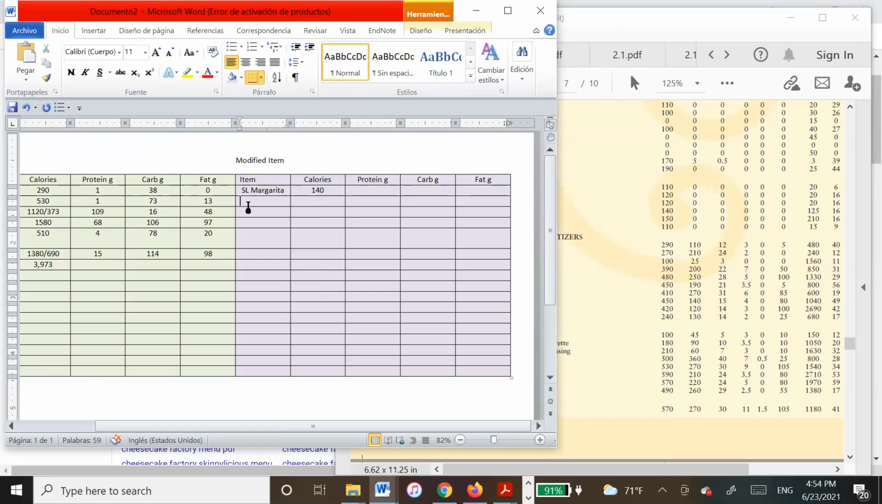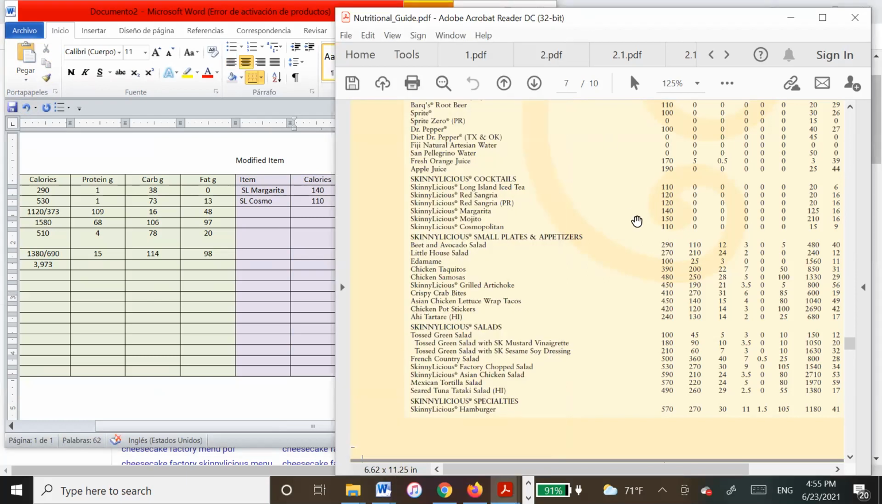So let's say I also said I wanted to have a Cosmo. So it's going to go, Skinnylicious Cosmo, 110. All righty, here we go.